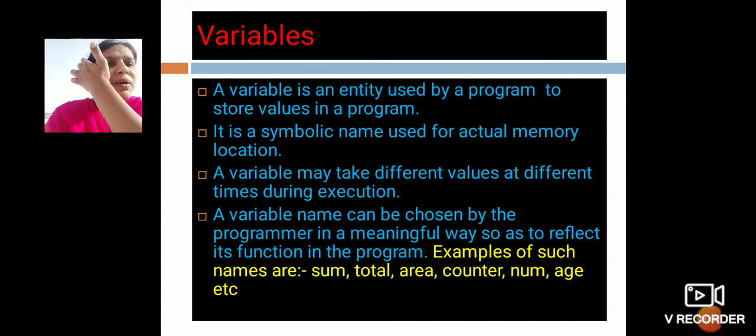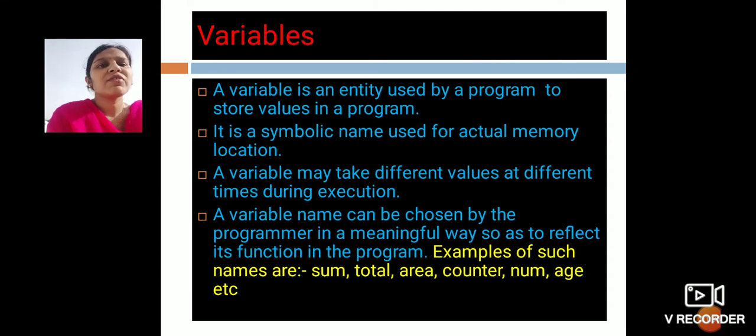Next is, a variable may take different values at different times during execution. So it means what? Variables. The name variable itself says that it varies. Varies means what? It is going to change. It means during the time of execution the values will change.